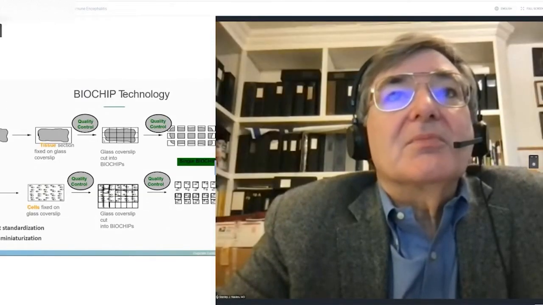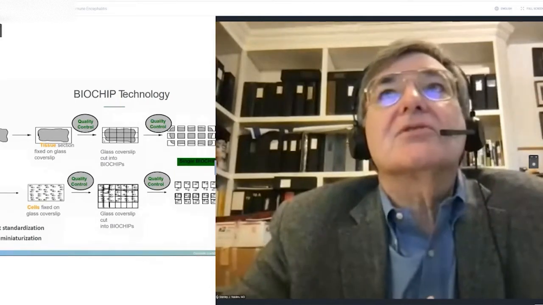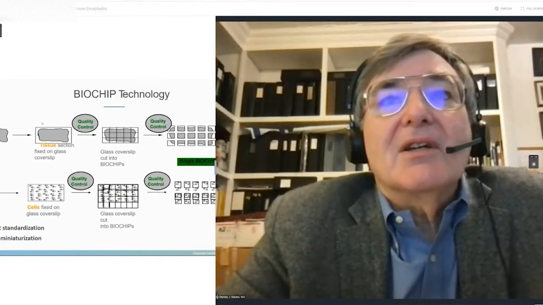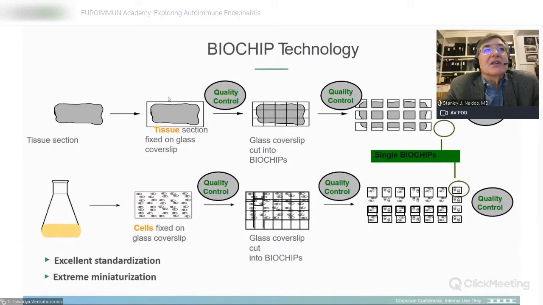What EUROIMMUN has done, which has been an advance in the field, has been to develop biochip technology, which is proprietary to EUROIMMUN. A tissue section is placed on a glass cover slip, and the secret sauce, if you will, is the methodology for fixing that and sticking that tissue to the cover slip, which leaves the antigens relatively intact. Then the slide can be examined by a technician under a microscope and a virtual grid overlaid. The technician can then go through and look at each sector, each grid, and decide if it meets quality control. Same thing can be done with cells that have been transfected with an appropriate receptor and cells placed and fixed on the slide. Again, the same grid overlaid and the same examination, picking out appropriate chips that meet quality control.